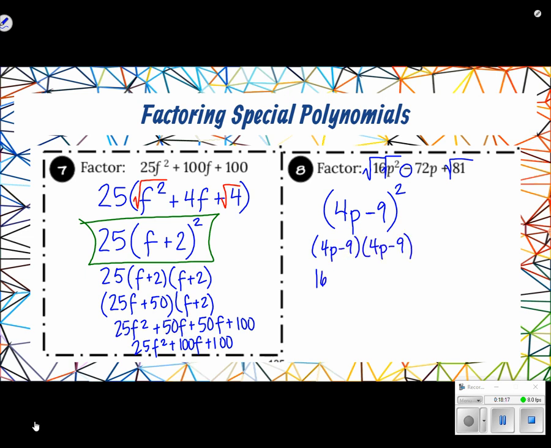All right, 16p squared minus 36p minus 36p plus 81. 16p squared minus 72p plus 81. And it's amazing how that middle term just kind of comes together, right? I always find it a little bit amazing.